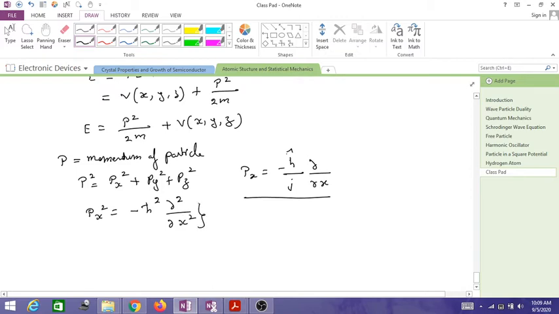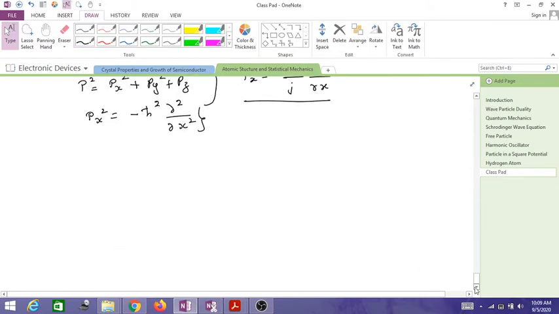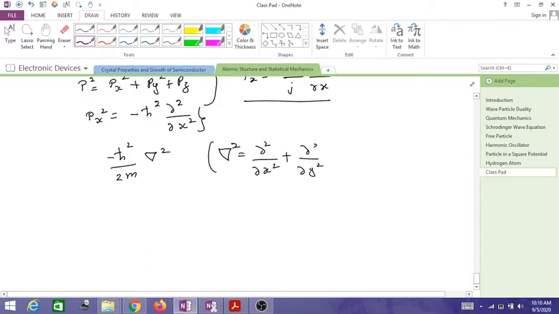Now if we substitute this back in the equation for the kinetic energy, we get minus h bar square by 2m with the gradient square, where the gradient square is the derivative over all three dimensions. I can write this as the partial derivative with respect to x square plus the partial derivative with respect to y square plus the partial derivative with respect to z square. So this is the gradient.